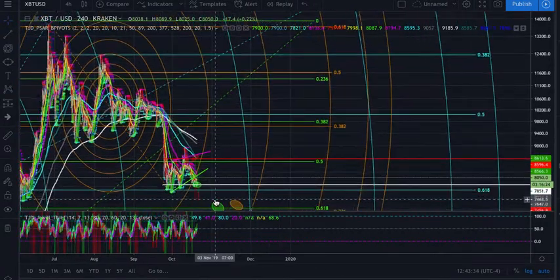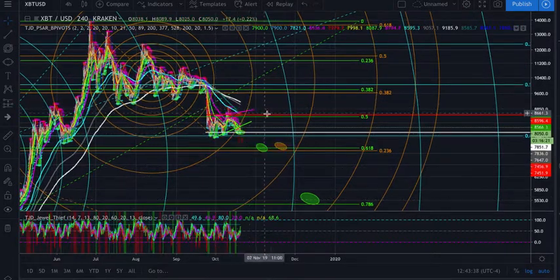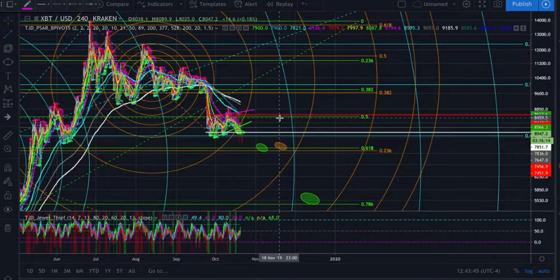So when we do break that area, we're looking at the zoomed out picture now. When we do break through this area right here, the move we get is going to be a big move. The move is going to be somewhere between this length right here and this length right here. I mean, that's my anticipated move.